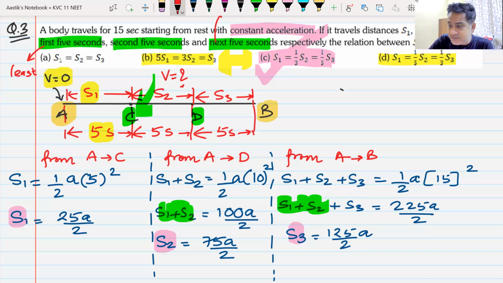Have you noted it down, bacha? Have you understood it, beta? Can you move on to the next question, please?